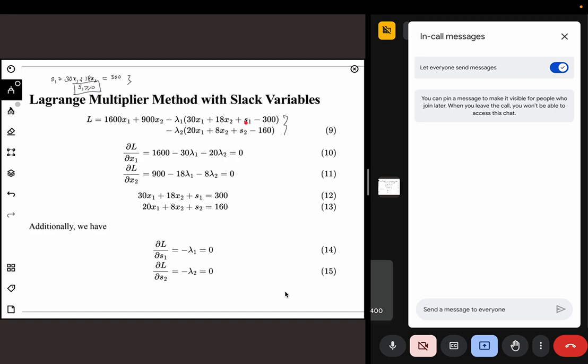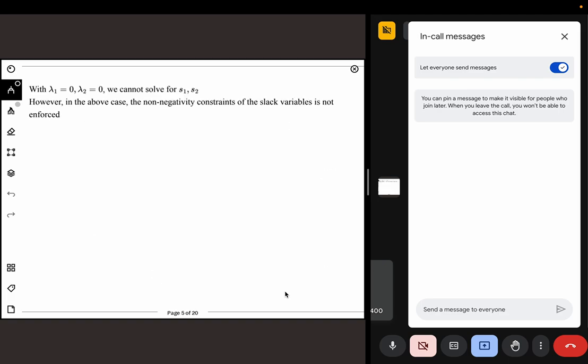Whenever I add a slack variable, I need to ensure that s1 is greater than or equal to 0. But in this Lagrange equation, I didn't write anywhere that s1 should be greater than or equal to 0, right? So this won't physically represent the same problem. So I have to do something that will ensure that s1 is greater than or equal to 0. That is not enforced here. So you cannot directly use this. Even if you try to solve for it, you'll end up with equations that you cannot solve eventually.